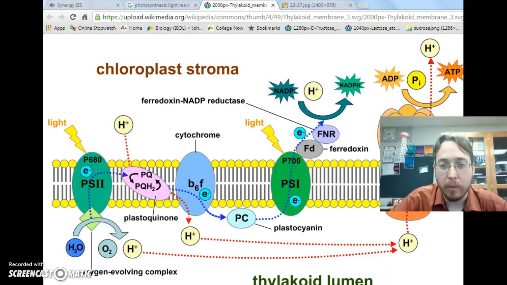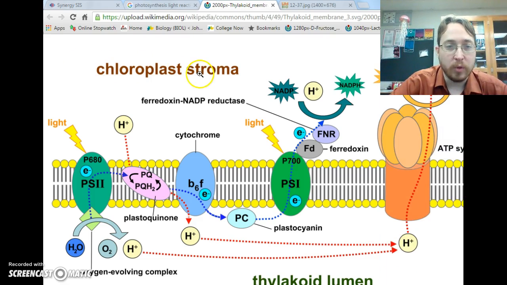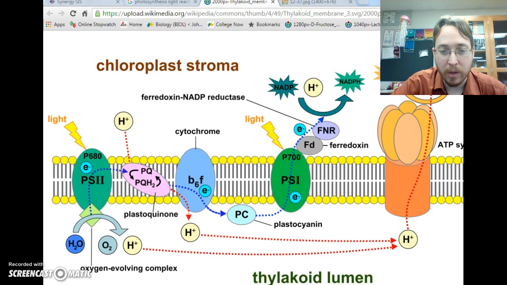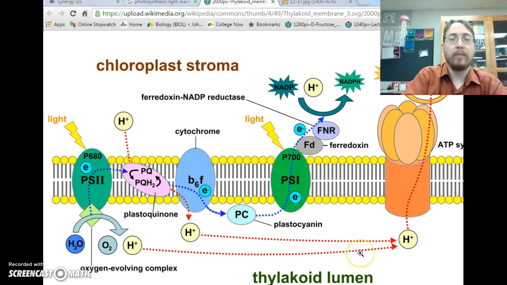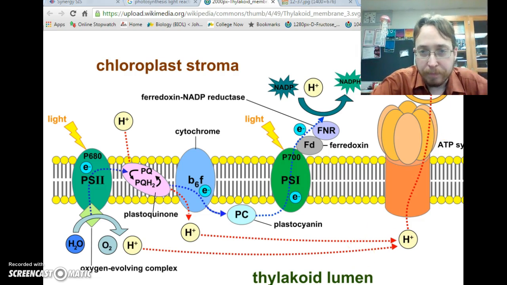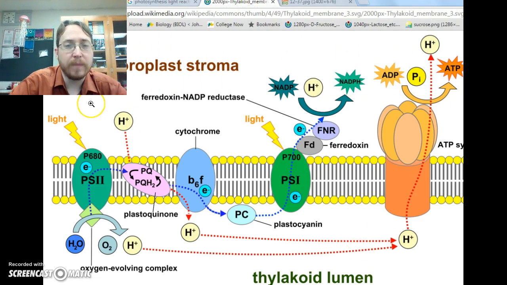So here, let me move this. The chloroplast is being illustrated on the outside. So this is the outside of the thylakoid. The inside of the thylakoid is here, so we've been calling this the thylakoid space. It is sometimes called the thylakoid lumen. I will accept either. And so we can see that there's a lot of proteins involved here.